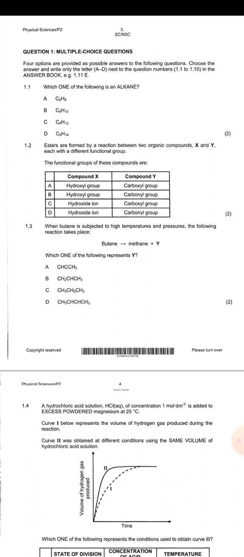Here they're talking about the functional groups, so you need to know your functional groups. The functional group for an alcohol is a hydroxyl. Then for a carboxylic acid, that is a carboxyl. So it means the answer is definitely A.